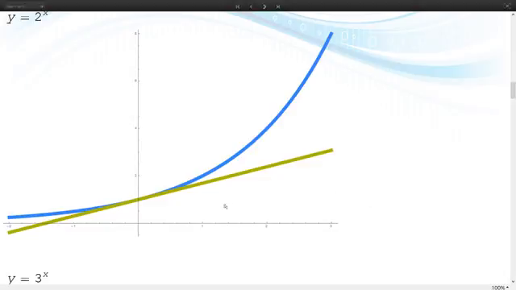Now, this yellow line that I've drawn, this represents the tangent line to 2 to the x at the point 0, 1.